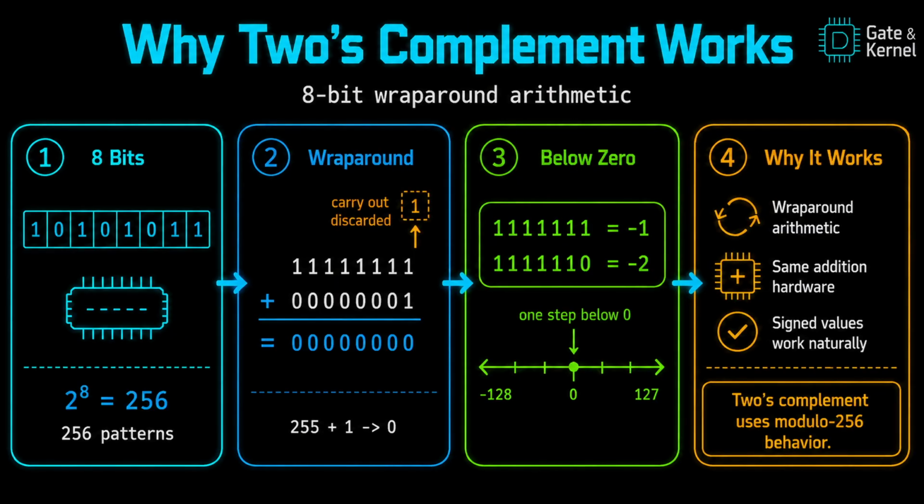Chapter 7. Why does 2's complement work? An 8-bit system has 256 possible patterns. Binary arithmetic naturally wraps around after 256. For example, if we add 1 to 8 binary ones and keep only 8 bits, the result becomes 8 zeros. The 9th carry bit is discarded. 2's complement uses this wraparound behavior. The pattern of all ones can be viewed as one step below 0, so it represents -1. The next pattern down represents -2, and so on. This is why normal binary addition still works with negative values.